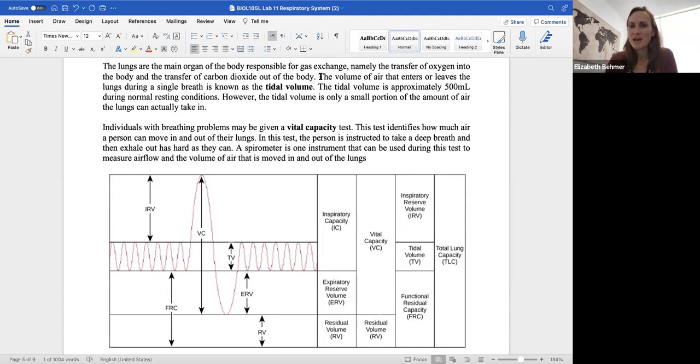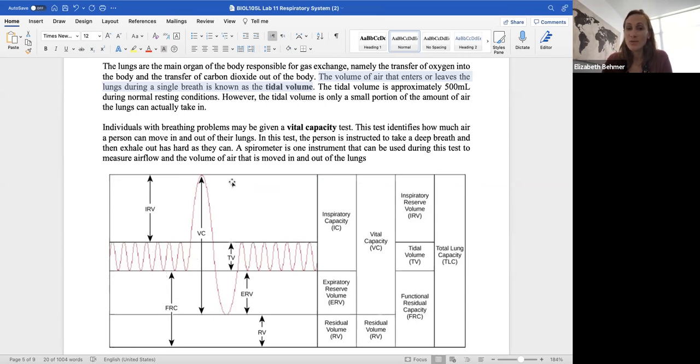So the volume of air that enters or leaves the lungs during a single breath is known as tidal volume. And tidal volume is about 500 milliliters during resting conditions. However, the tidal volume is only a small portion of the amount of air that your lungs can actually take in. So tidal volume is labeled TV in this chart, and this is just normal volume of normal breathing at rest. So kind of what we're probably all doing right now. We're at rest, we're just breathing. Tidal volume, that's about 500 milliliters.